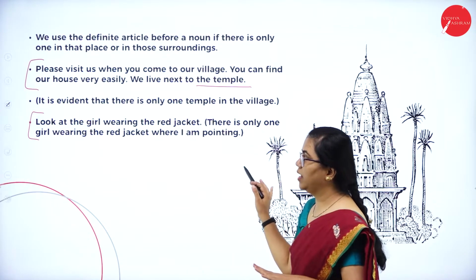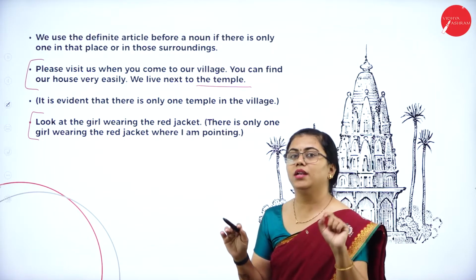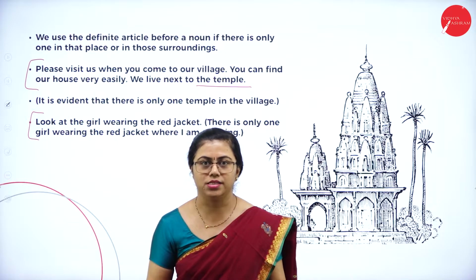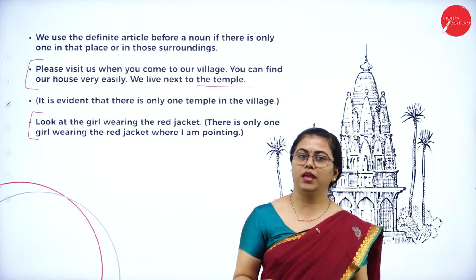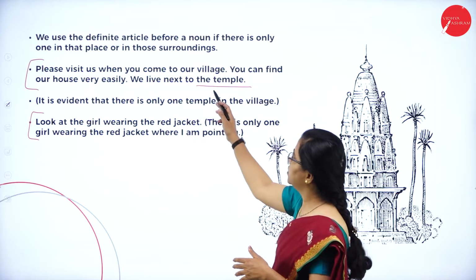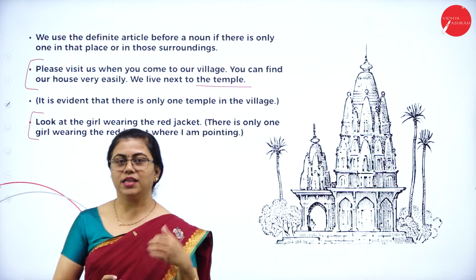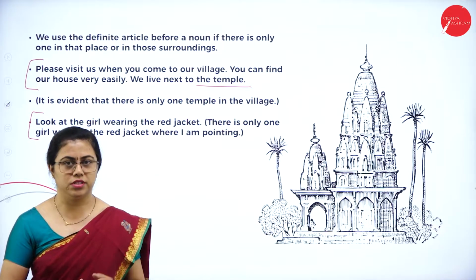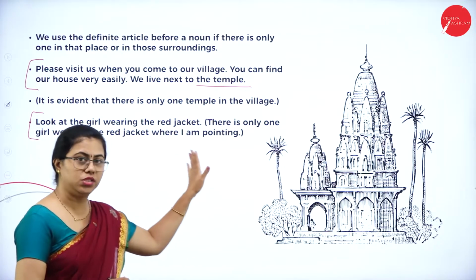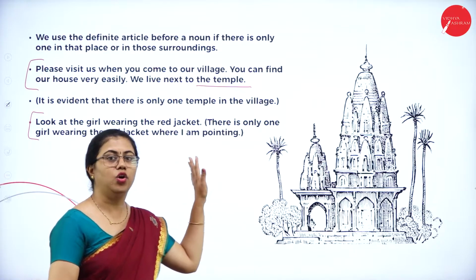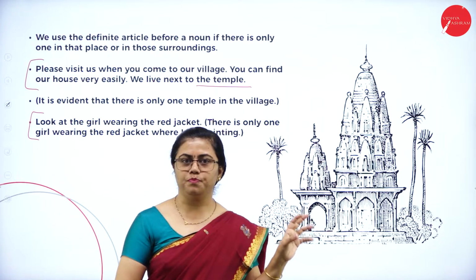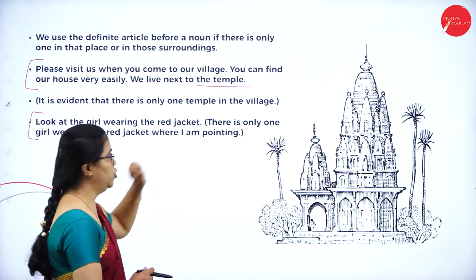Here it is evident that there is only one temple in the surroundings. In that area there is only one temple. So I have used the definite article "the" whenever I am referring to the temple. Generally when you are talking, you don't use "the" with temple, but if you have used it, that means it is the only temple in the surroundings. So that you have to note.